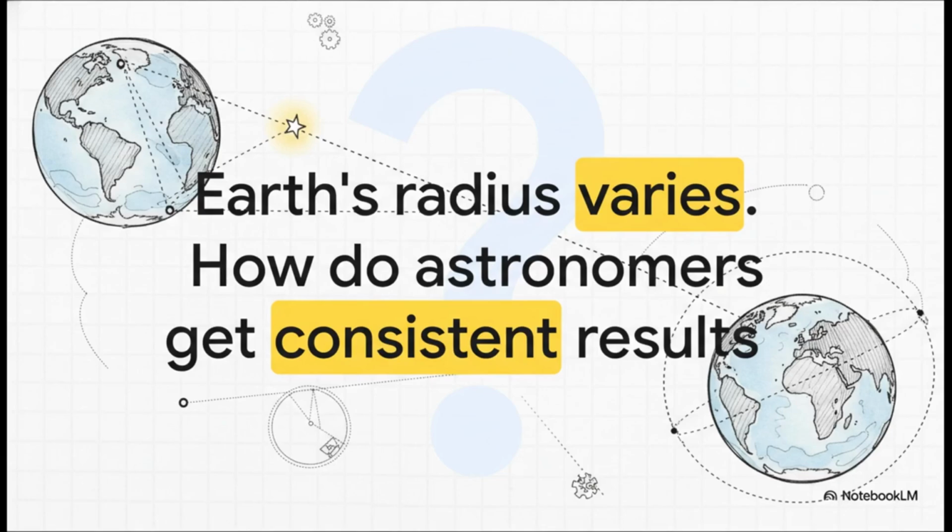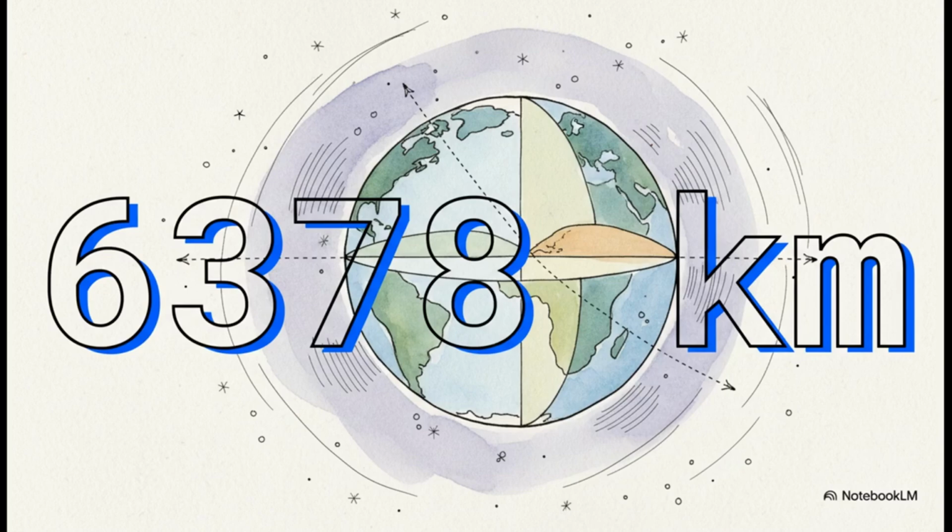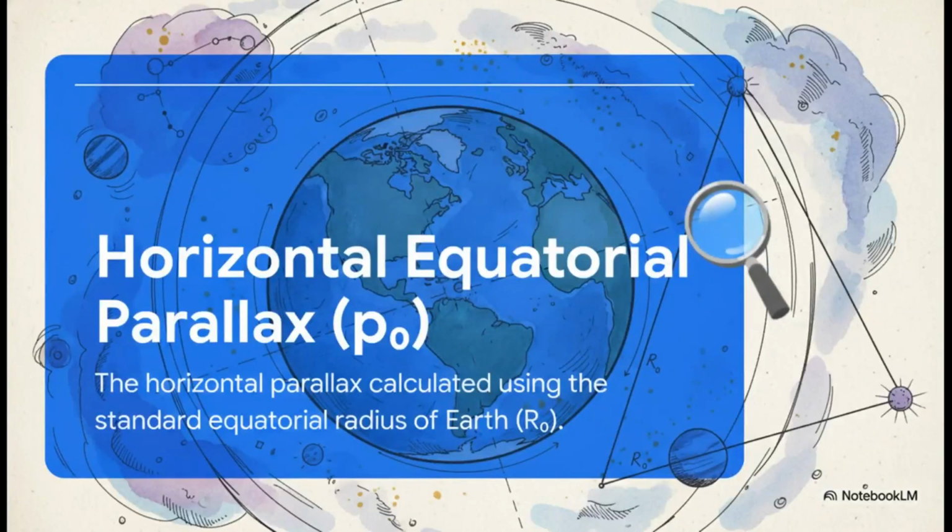The Earth isn't a perfect sphere. It's an oblate spheroid, which means its radius changes depending on your latitude. Since the Earth's radius is the baseline for our parallax triangle, this could mess up all our calculations. So how do we ensure consistency? Well, to resolve this, a standard is adopted. All official parallax calculations use the Earth's equatorial radius, defined as exactly 6,378 kilometers. This is our fixed baseline. The parallaxes that are calculated using this standard radius are called horizontal equatorial parallaxes, and we denote them with p(0). These are the universal canonical values you'll find published in astronomical almanacs.